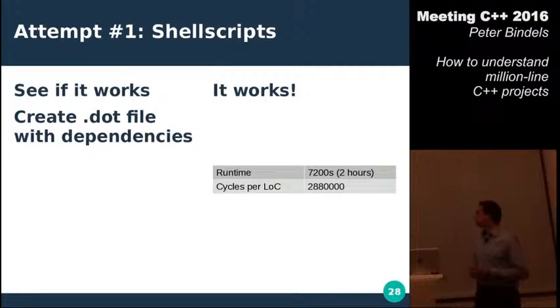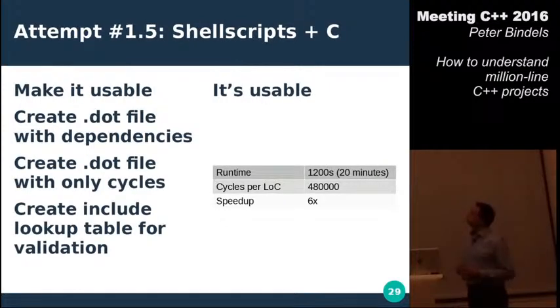So let's try it again. 1.5. Let's extract the function that I think, because I can't profile Shellscript, I think is the slowest, and let's extract that into a C function. And that helps. It's now running in 20 minutes. That's good. 20 minutes is good enough for me doing an occasional analysis, but it's still 20 minutes. I don't want to wait 20 minutes.